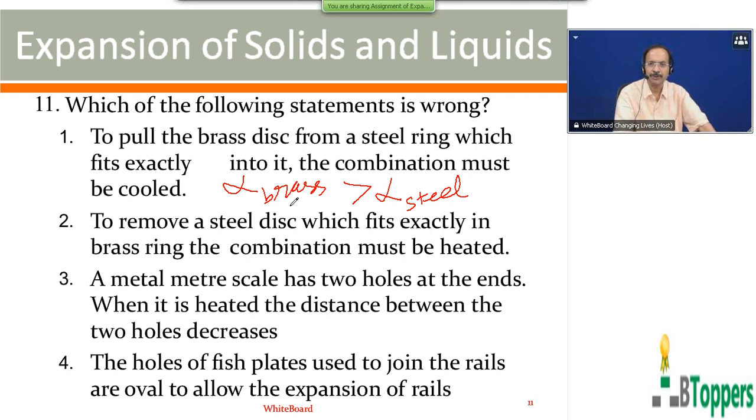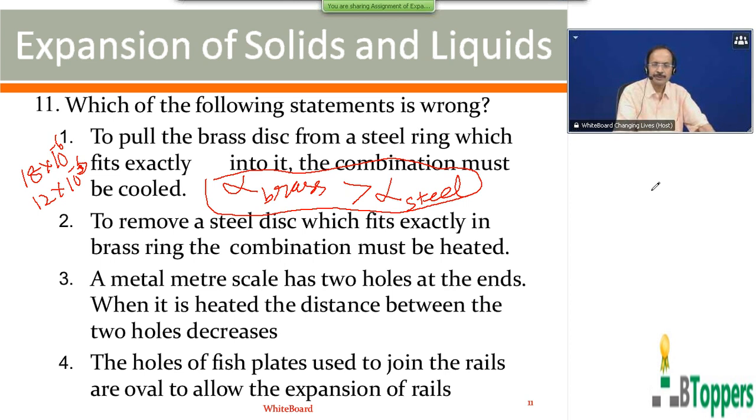The value of alpha for brass is about 18 into 10 power minus 6, or some books write 19 into 10 power minus 6 per unit. The value of alpha for steel is approximately 12 into 10 power minus 6. Not necessarily that you should remember these values, but the only thing is you better know that the coefficient of linear expansion for brass is more than the value of alpha for steel.